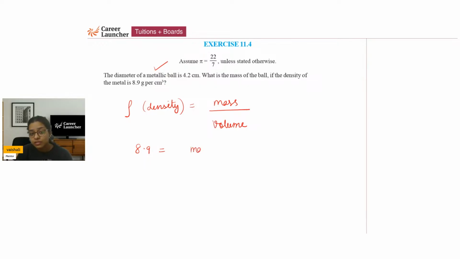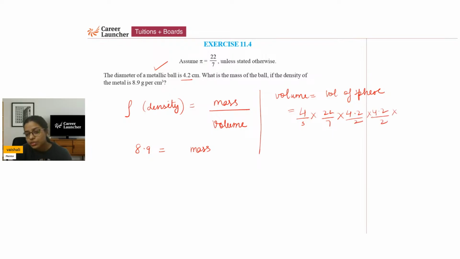तो मुझे पता ही नहीं है. But do I know the volume? Volume I can calculate. Volume is definitely equal to the volume of sphere. Now what is the radius? Radius is, मुझे diameter given है, so the radius is going to be 2.1. So 4 by 3 pi r cube. 4.2 divided by 2. You can consider 2.1 directly and calculate कर सकते हैं. So this is my volume.